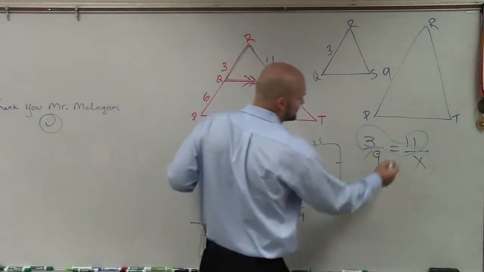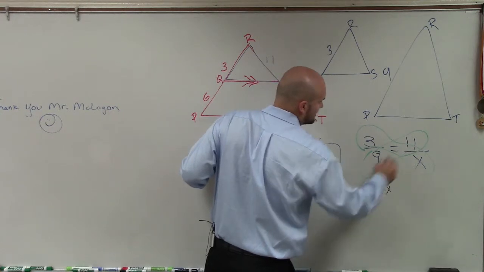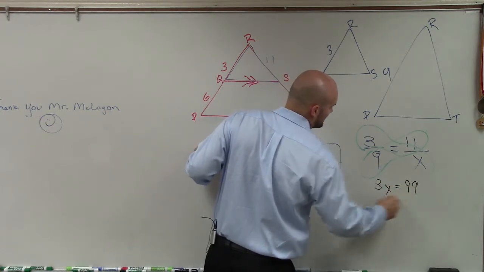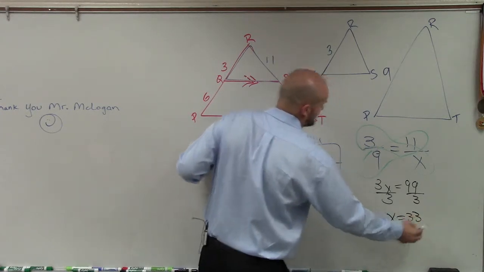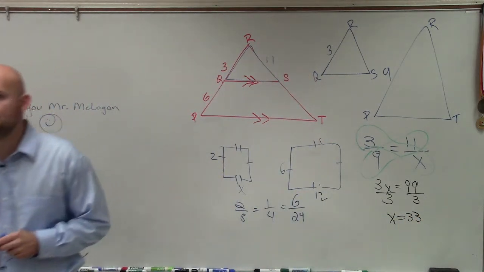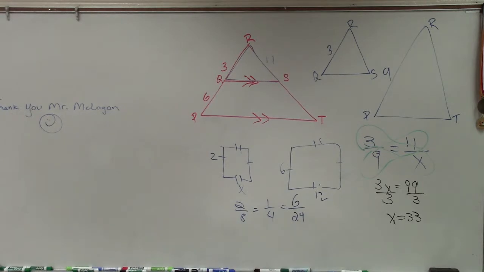So now I do 3 times x, which is 3x. 9 times 11, which is 99. Divide by 3, divide by 3. x equals 33.